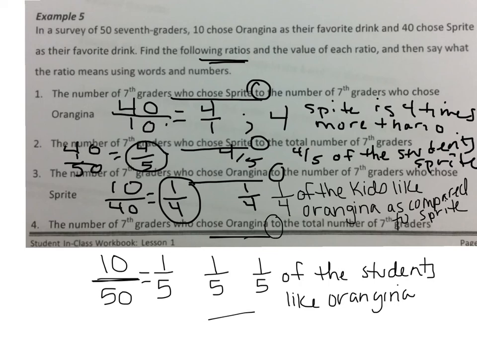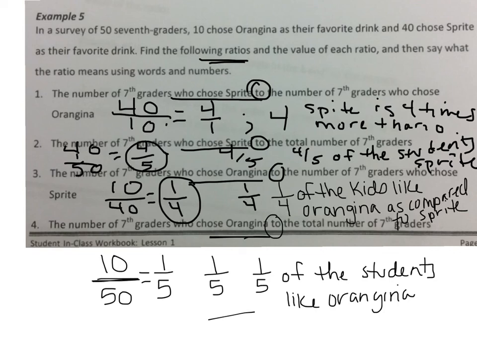One more important thing on this lesson is you're supposed to know the difference between a part-to-part ratio and a part-to-whole. And you can see here on question 1 where you compare the people who want Sprite to the number of 7th graders who chose Orangina. That would be a part-to-part because you're looking at just two groups of people, Sprite compared to orange. But in number 2, that would be a part-to-whole. And the reason that would be a part-to-whole is because you're talking about the people who chose Sprite to the total number of 7th graders and the total of the group.